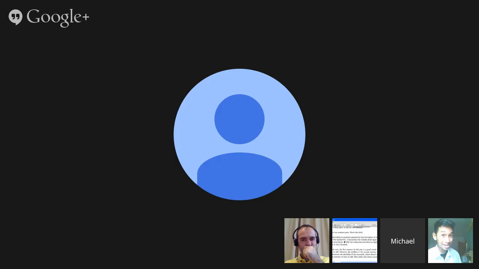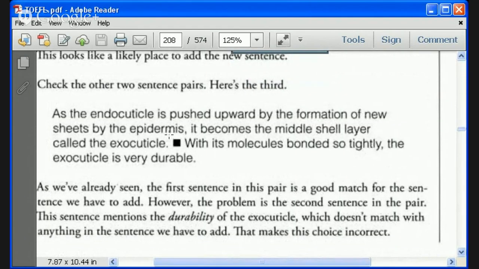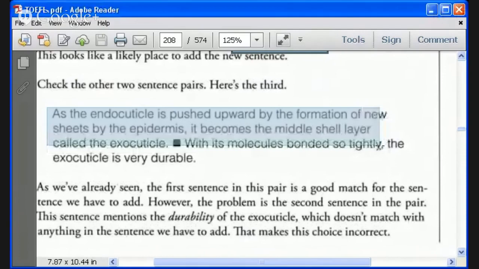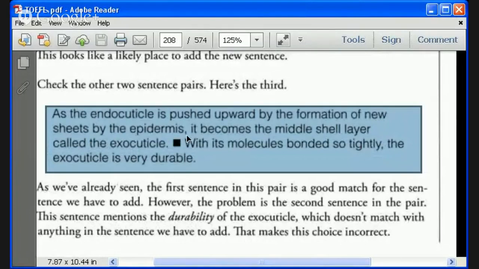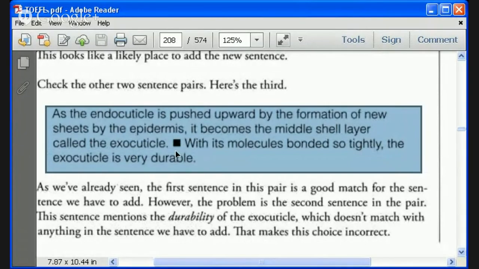But just to make sure, the problem is they will trick you. There may be a couple places where it seems to fit. I feel strongly about that, but we should always, as part of our strategy, just double check. As the endocuticle is pushed upward by the formation of new sheets by the epidermis, it becomes the middle shell layer called the exocuticle.